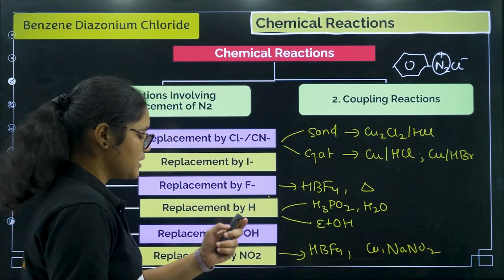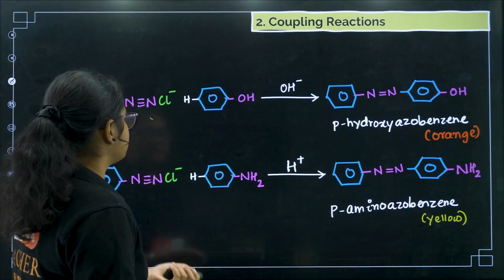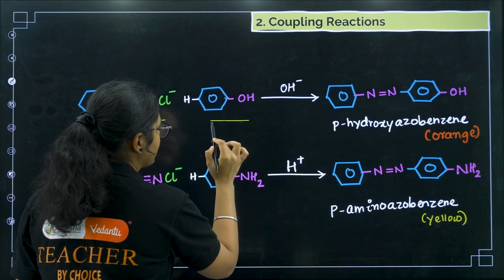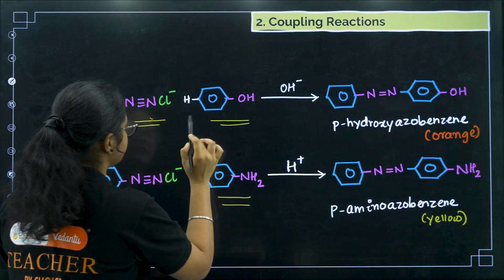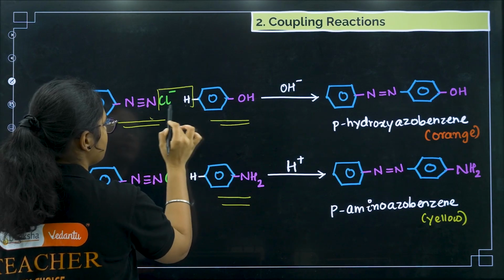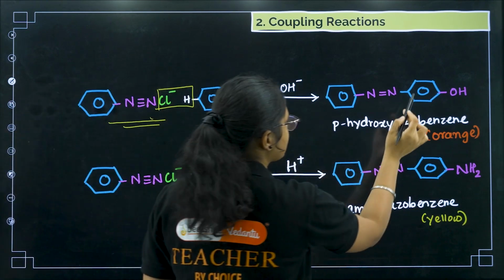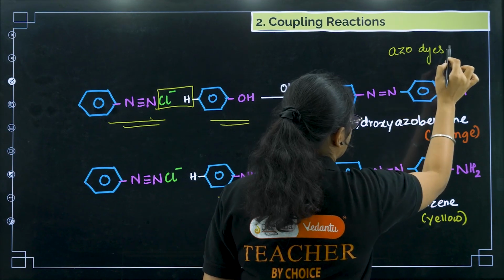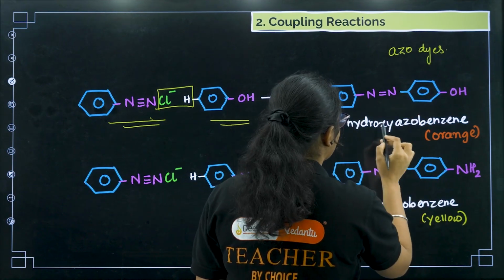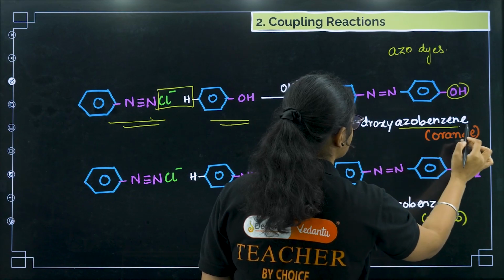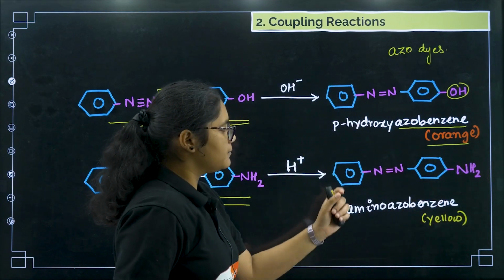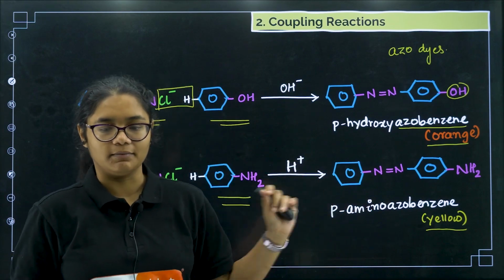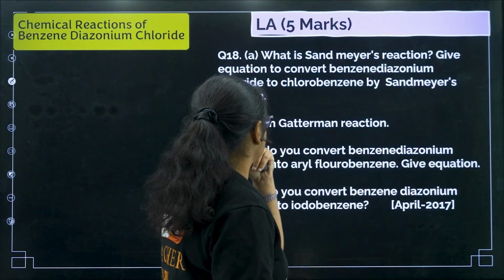Okay, that is there. So next is your coupling reaction. In the coupling reaction, you have to remember, benzene diazonium chloride is treated with phenol and aniline. So in that case what happens? This group is removed. Okay, and we get this type of product, and these products are called azo dyes. Okay, and this para-hydroxy azobenzene is orange in color, and para-amino azobenzene is yellow in color. So color also you can remember. Next we will do some questions from this part.